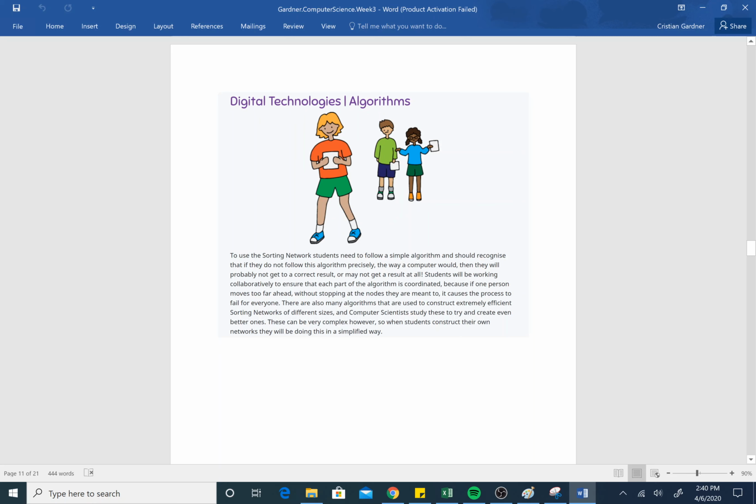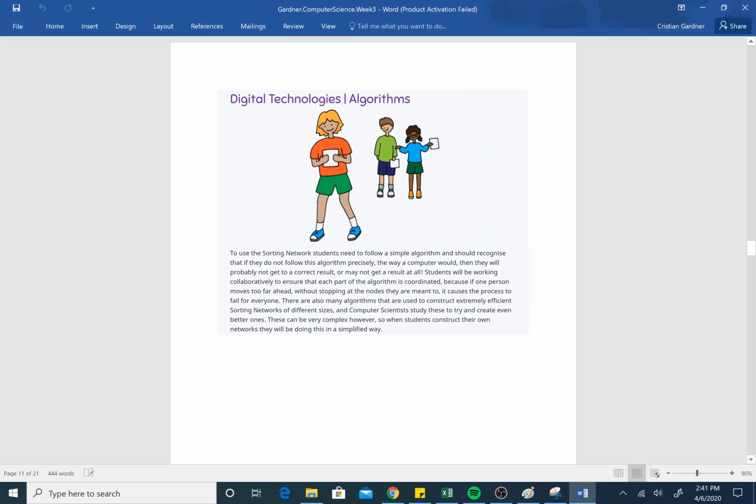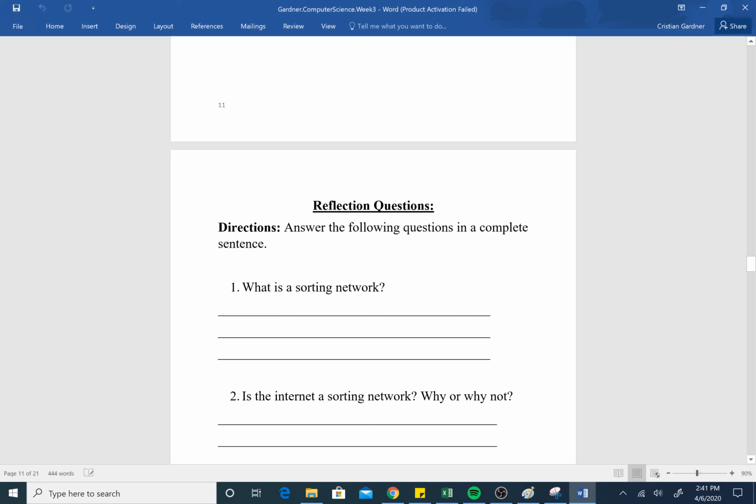To use sorting networks, students need to follow simple algorithms and should recognize that if they do not follow them precisely the way that a computer would, then they will probably not get the correct result. Students will be working collaboratively to ensure that each part of the algorithm is coordinated, because if one person moves too far ahead without stopping at the nodes as they are meant to, it can cause the process to fail for everyone. There are also many algorithms that can be used to construct extremely efficient sorting networks of different sizes, and computer scientists study these to try and create even better ones. These can be very complex, however, so when students construct their own networks, they will be doing this in a simplified way. So you have some reflection questions to complete in complete sentences.